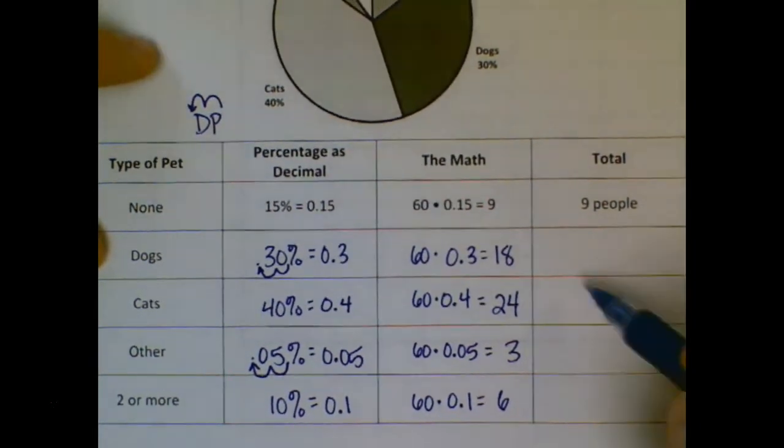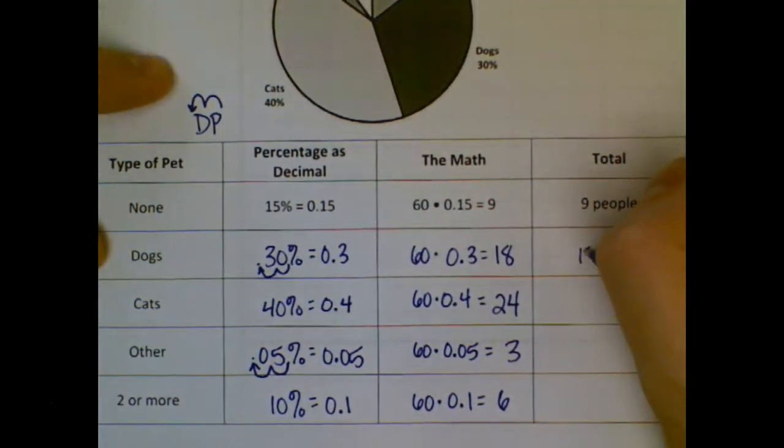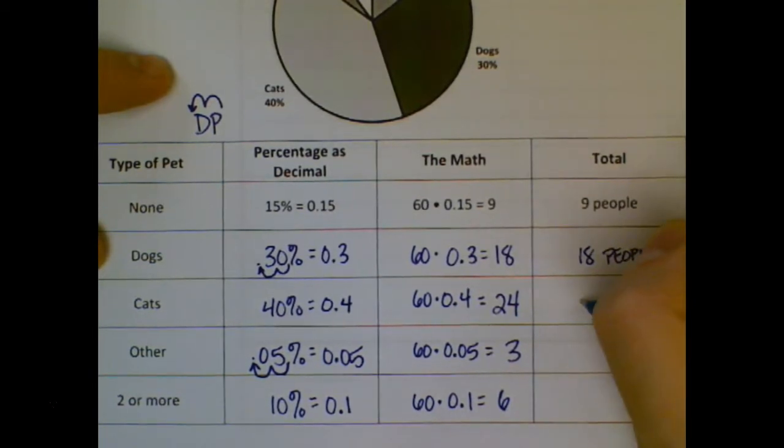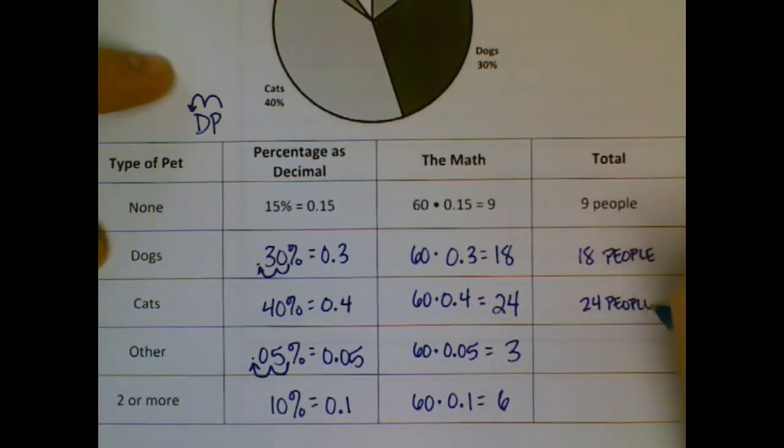Now what that means is this. This is 18 people. This is 24 people. So 18 people have a dog. 24 people have a cat. 3 people have something that is not a dog or a cat. And 6 people have 2 or more types of animals.